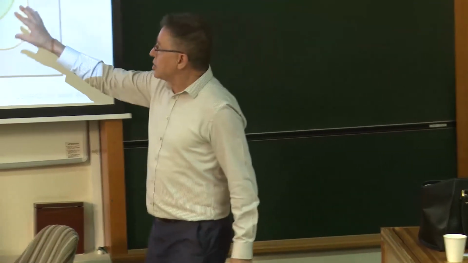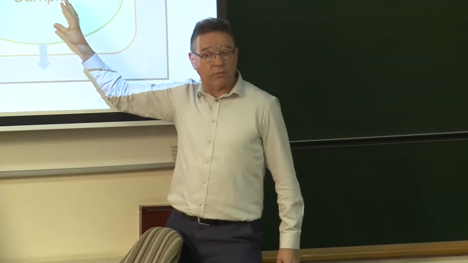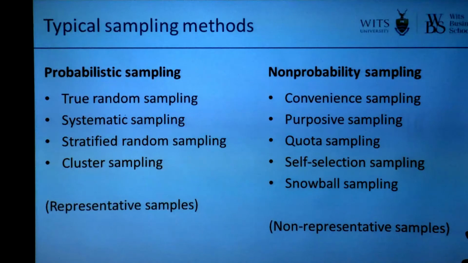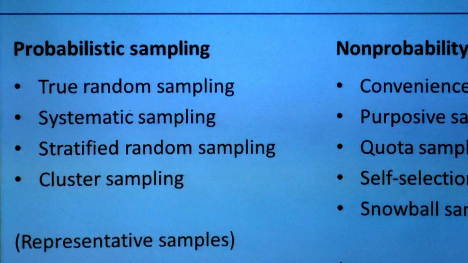Now, in order to get the sample, it has to be representative. So the sampling techniques that you might want to use, if you're doing a representative study, you probably want to be in one of these areas over here, where you've got this probabilistic sampling. What that means is that to be a true probabilistic sample, every member of the population has an equal chance of being selected to be part of your sample.